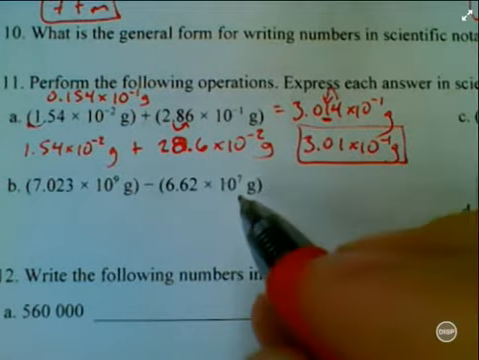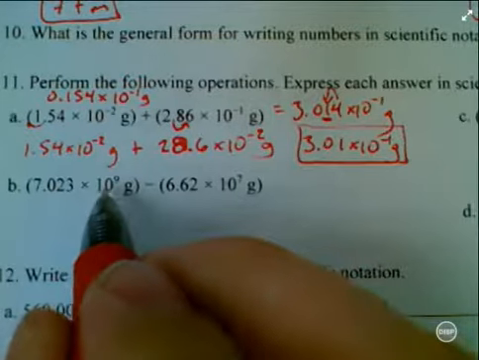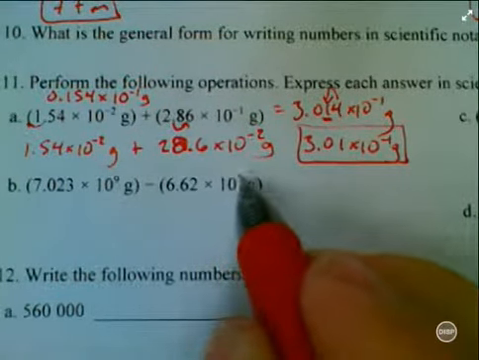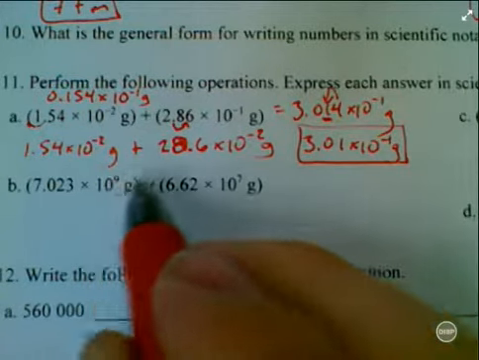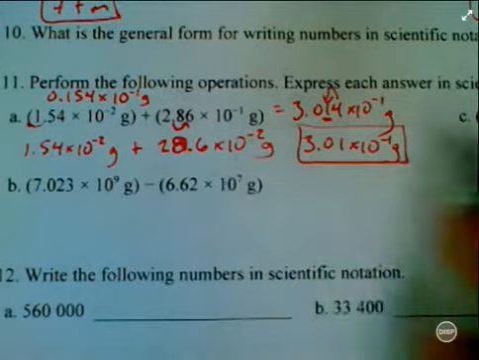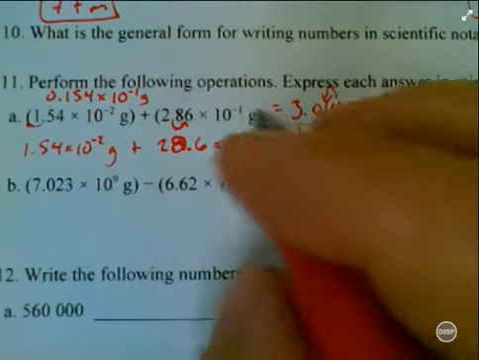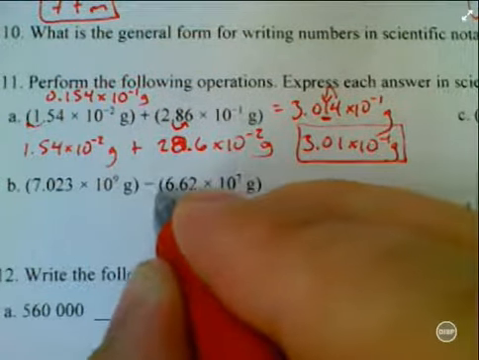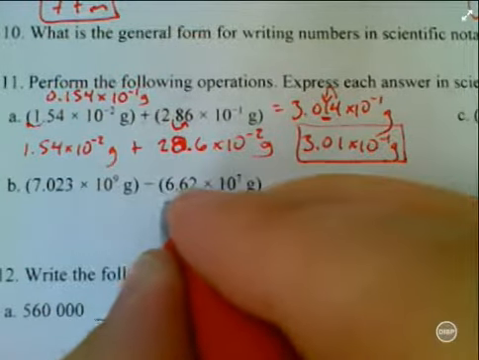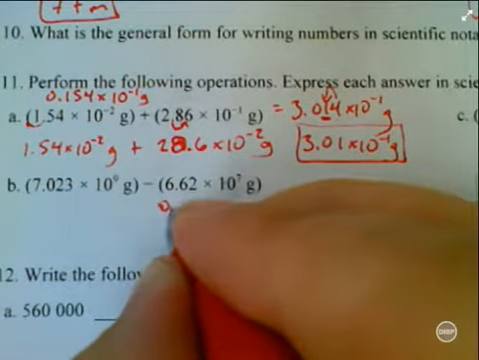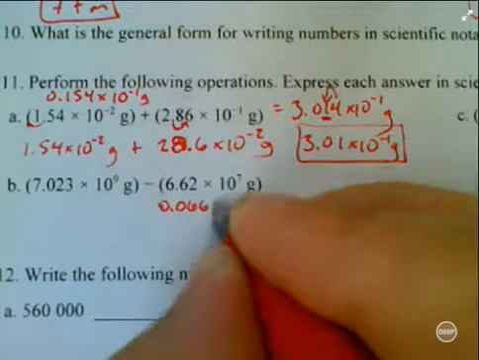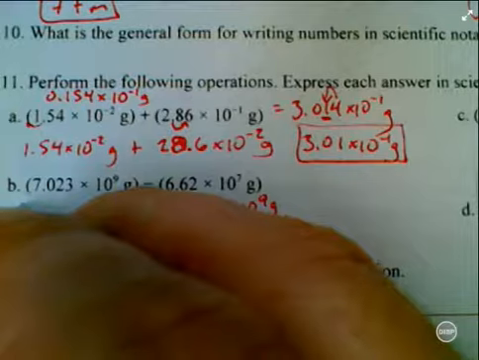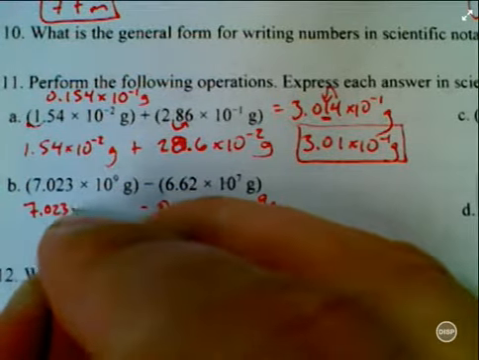Let's try it with B. We have a times 10 to the 9th, and we have a times 10 to the 7th. So I can either move the 7 to a 9, or I can move the 9 to a 7. I'll try to move the 7 to a 9. So I'm going to move this decimal 2 places to the left, so that will be 0.0662 times 10 to the 9 grams. This value stays the same.